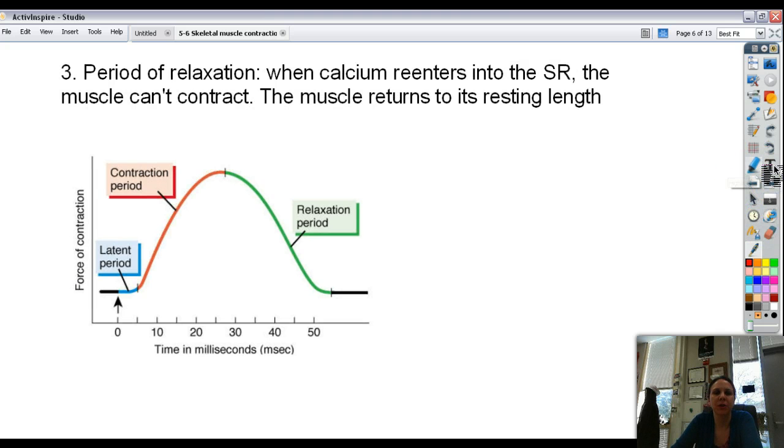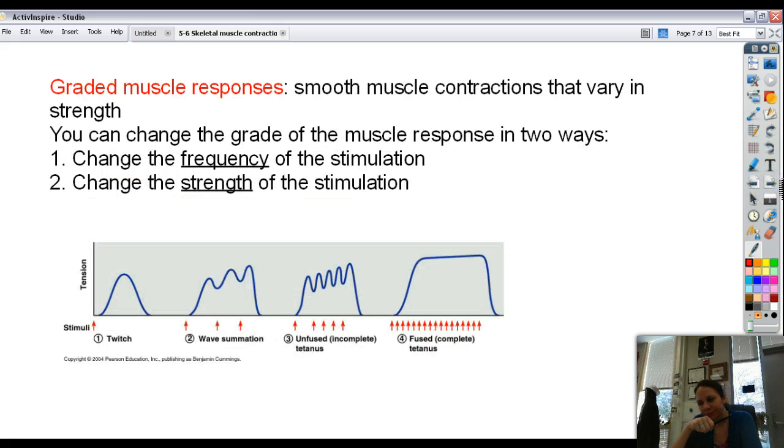And then we have the last one, the period of relaxation, which is when the calcium is done, it goes back into the sarcoplasmic reticulum, and the muscle can't contract anymore. And so then the muscle relaxes back down to its original state. So every muscle twitch has those 3 stages.